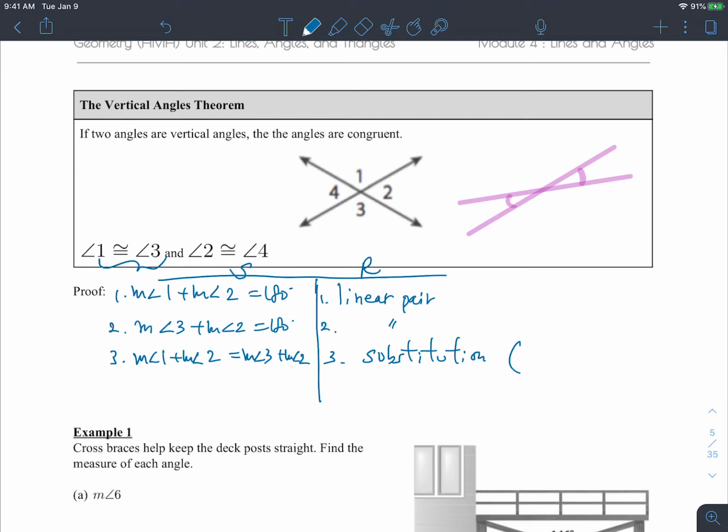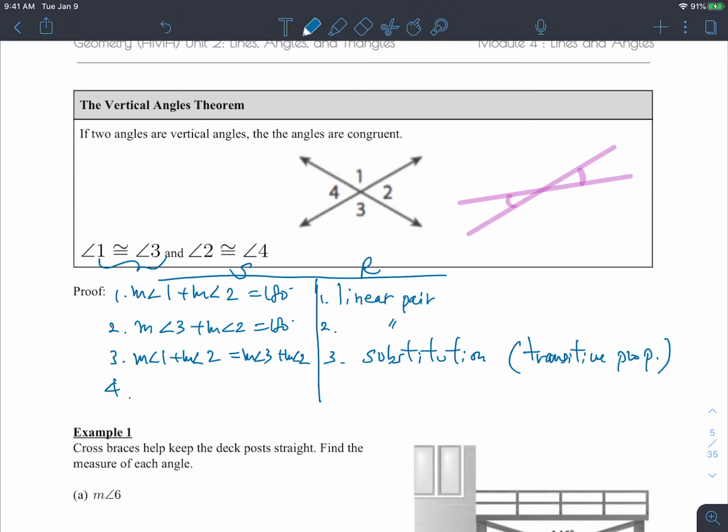Some of you may want to say that this is the transitive property, and I'll be okay with that. You can argue both ways, because what is equal to 180? In its place, we put an equivalent value. Well, that's substitution. However, it's also the transitive property because this is equal to something that is equal to something else. For example, if A is equal to B and B is equal to C, then A must be equal to C.